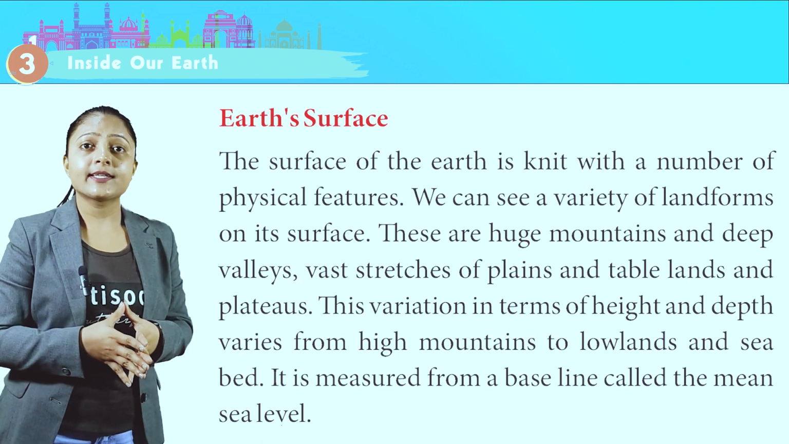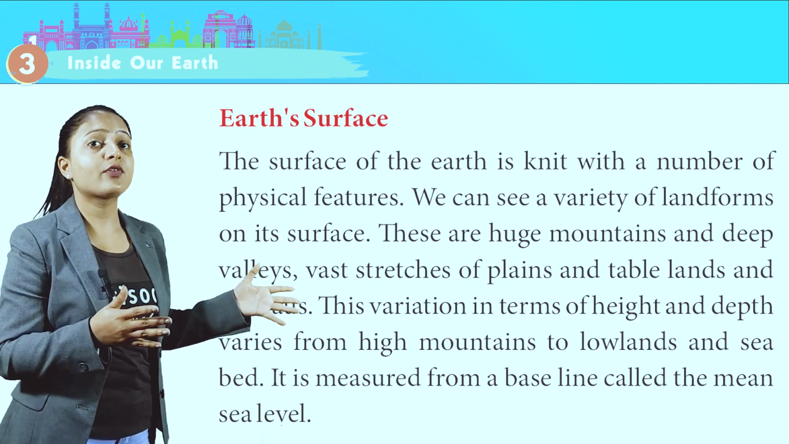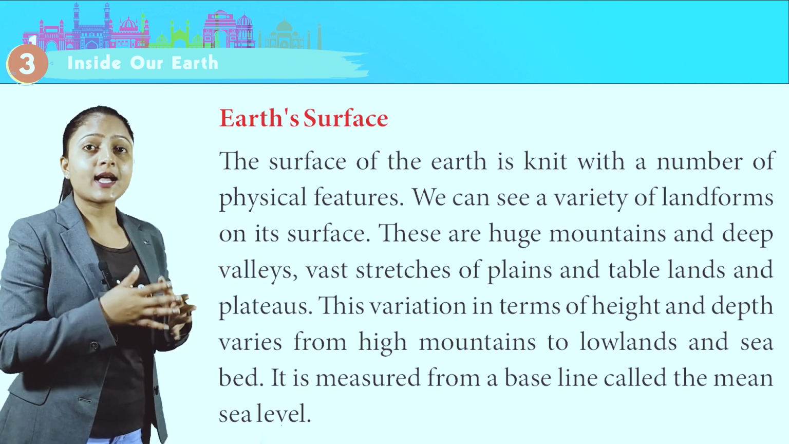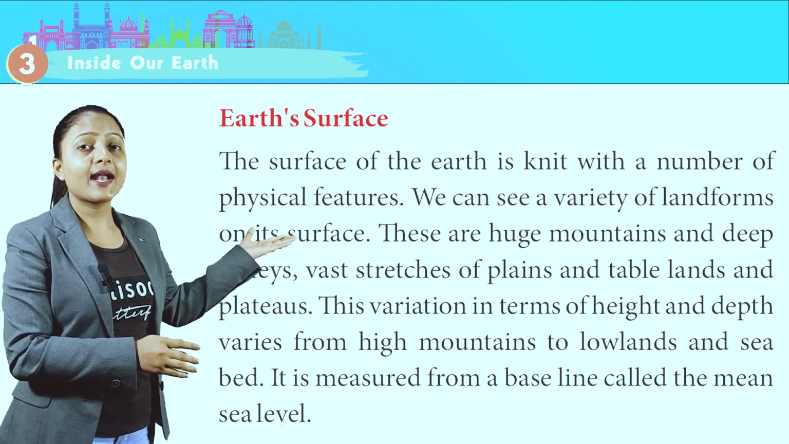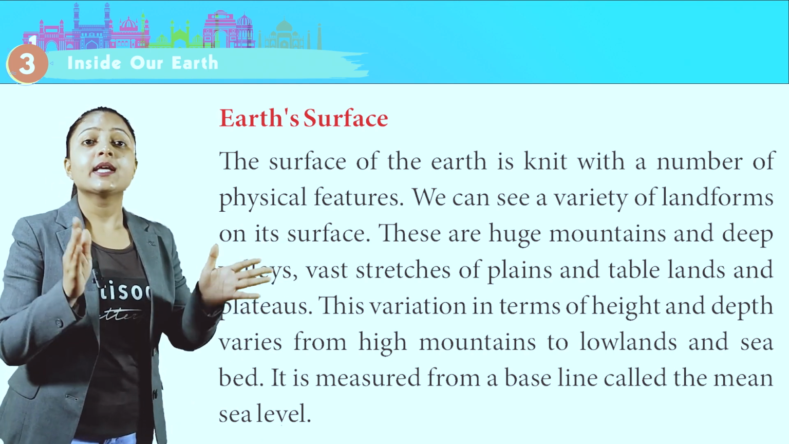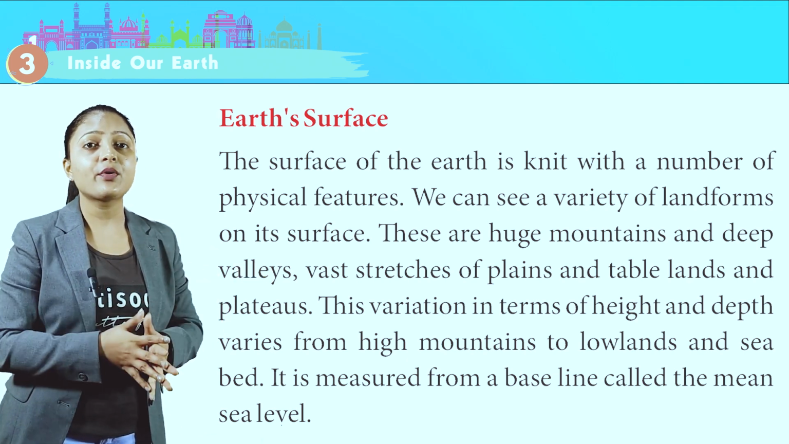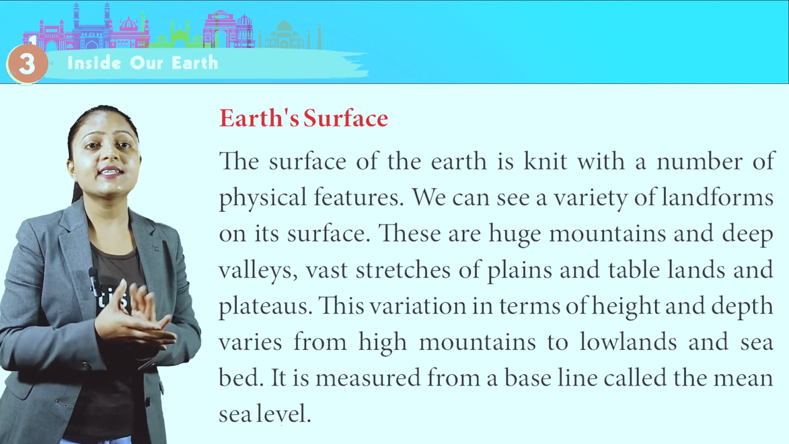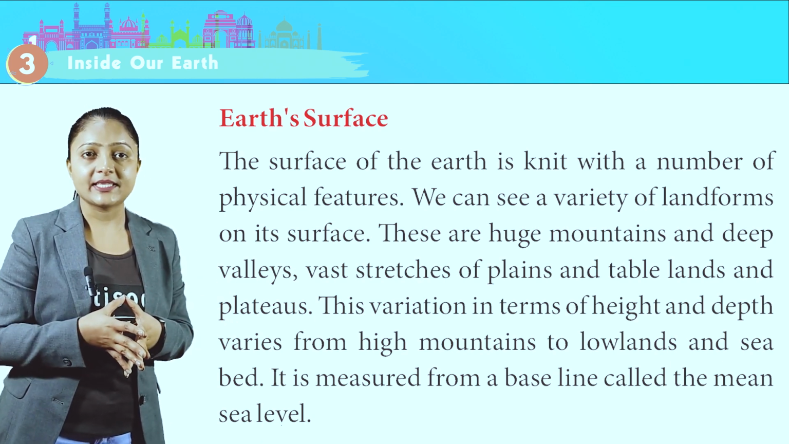Earth's surface. The surface of the Earth is knit with a number of physical features. We can see a variety of landforms on its surface. These are huge mountains and deep valleys, vast stretches of plains, and tablelands and plateaus. This variation in height and depth, from high mountains to lowlands and seabed, is measured from a base line called the mean sea level.